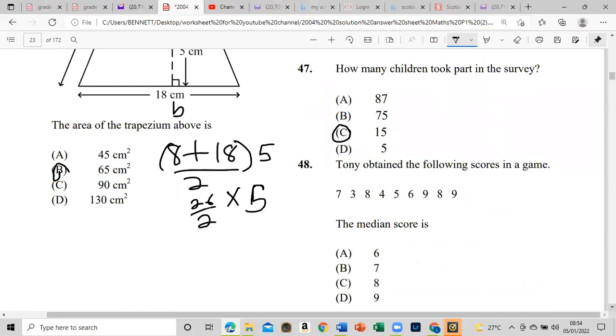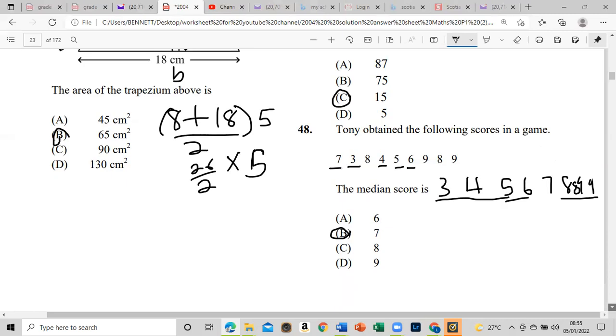Tony obtained the following scores for that game. The median score is, hold on, if you arrange it in ascending order, the students, you know that they're already 3, 4, 5. Let's put that as 3, 4, 5, which number now, 6. See, I must arrange it in ascending order.